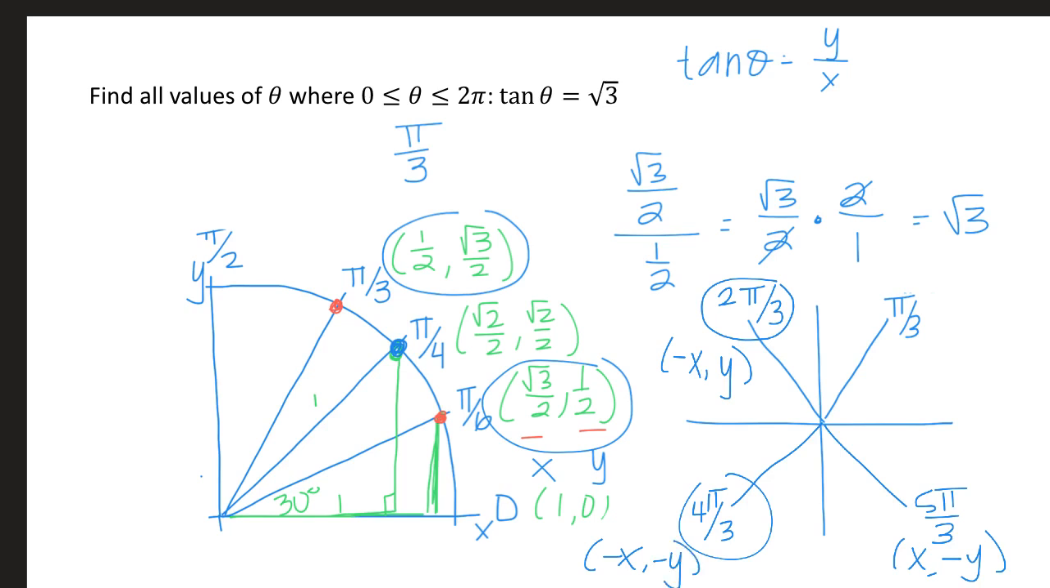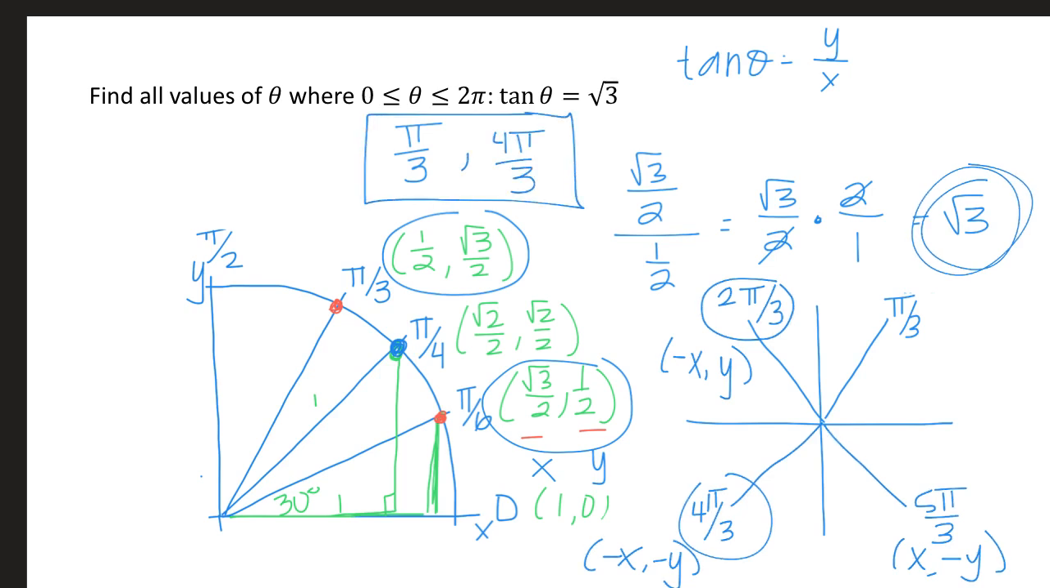So if I divide a negative by a negative, I'm still going to get a positive root 3, which is what I want. So also in the third quadrant, 4 pi over 3, I'm going to get the same tangent of that angle. 4 pi over 3 would be my other answer. And that's it.